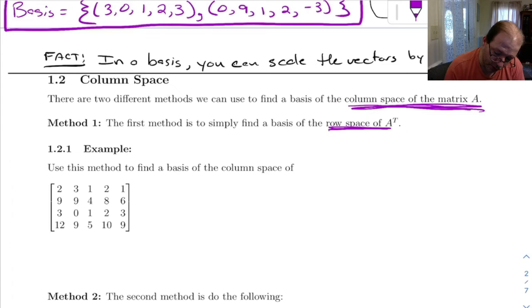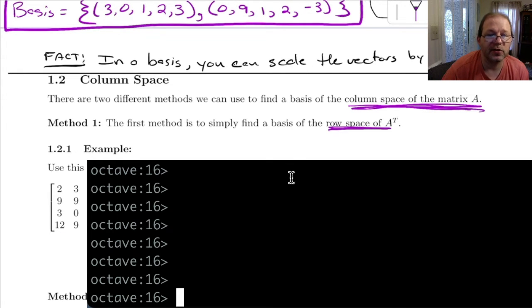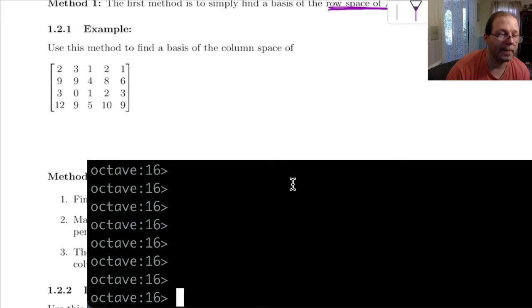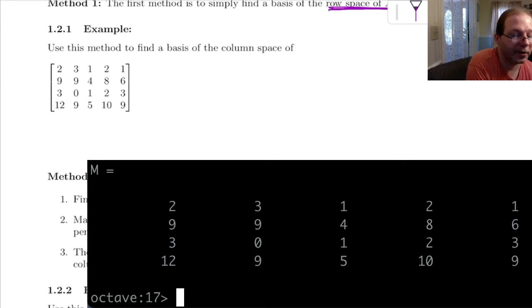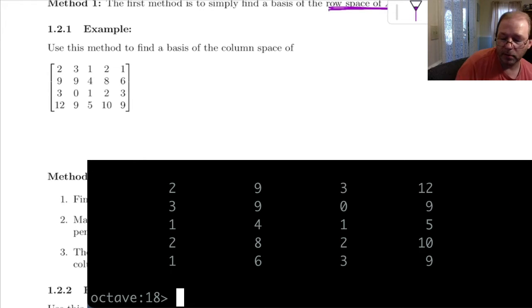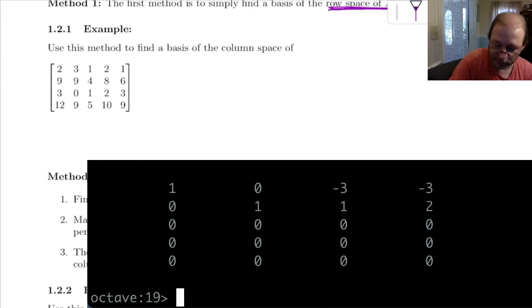So what we can do here is to find a basis of the column space of this guy. This is the same matrix we had before. What we can do is just take that matrix. I called it M before. There it is. If we want its column space, I can just take its transpose of M, and then just row reduce that. And it gives us this.